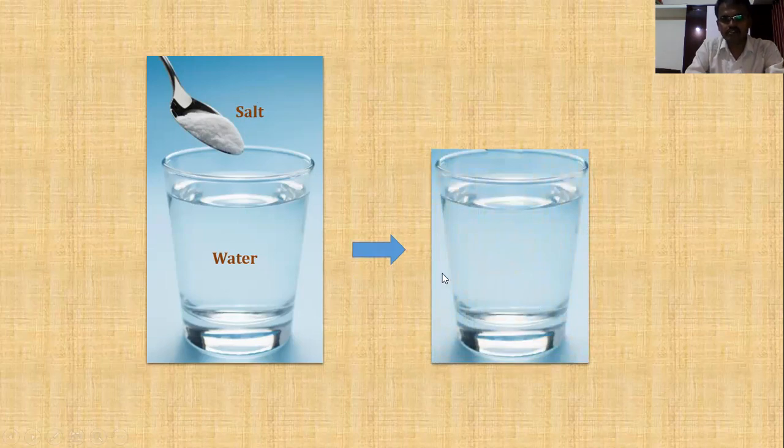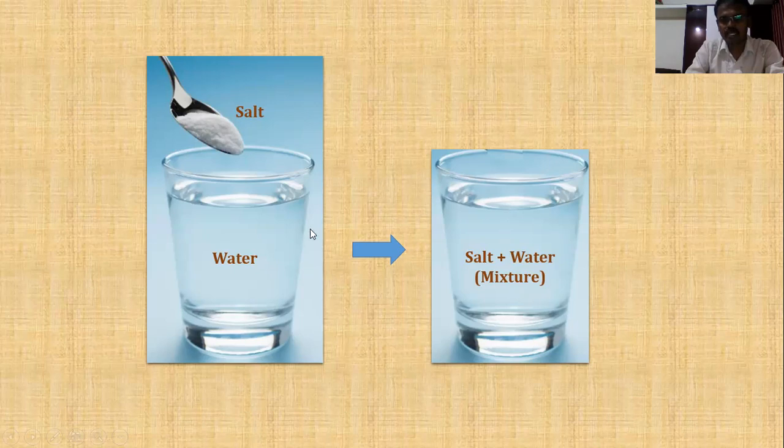We are going to get a mixture of salt and water. It results in the mixture of salt and water. But can we see salt particles in water? No, we are not able to make out where the salt particles are, because the salt particles are uniformly distributed into the solvent molecules. Correct.